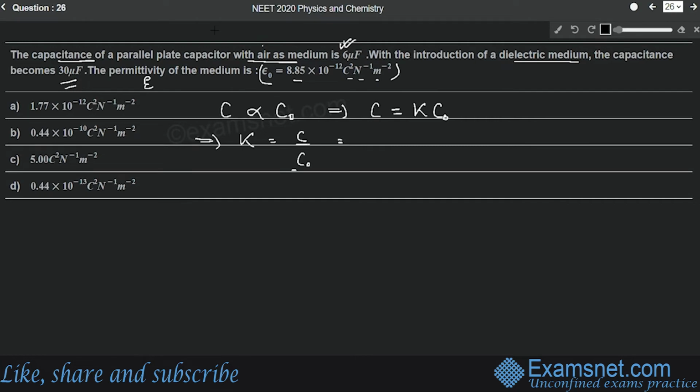So what is the capacitance with dielectric medium? It is 30 microfarad, right? So 30 divided by the capacitance with air as medium, which is 6 microfarad. So 30 by 6, here we'll get 5. Okay. So the value of K is 5.